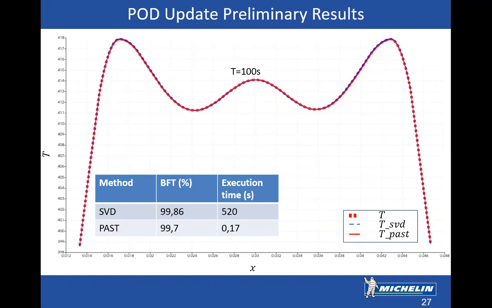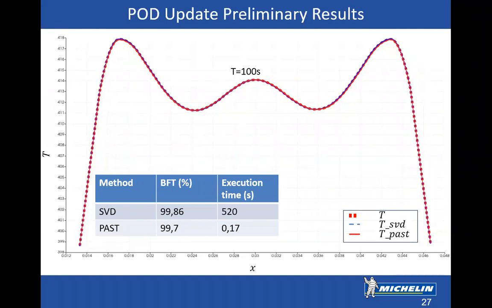With the red blocks, we can see the high fidelity temperature from the simulator. Using the SVD with the sliding window, I plotted it using the blue line, and using the red line, I plotted the temperature that is reconstructed using the PAST algorithm for updating the POD. In both cases, they are almost the same.